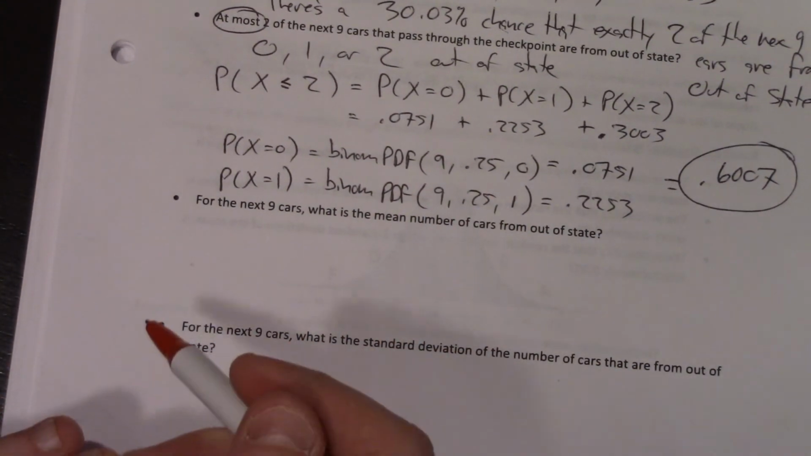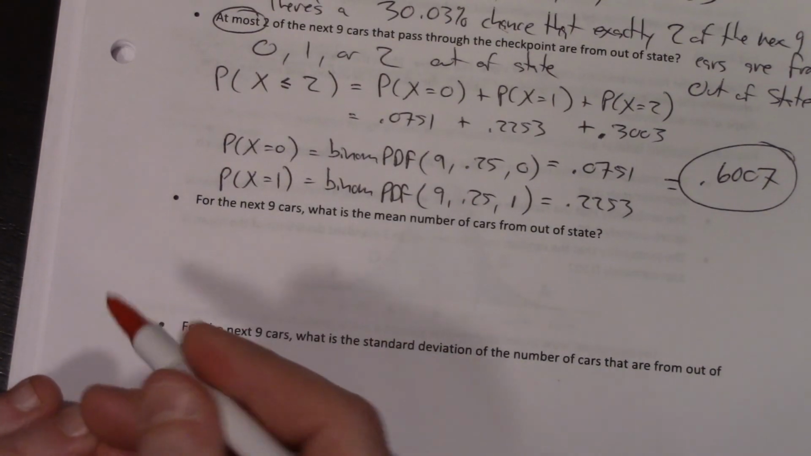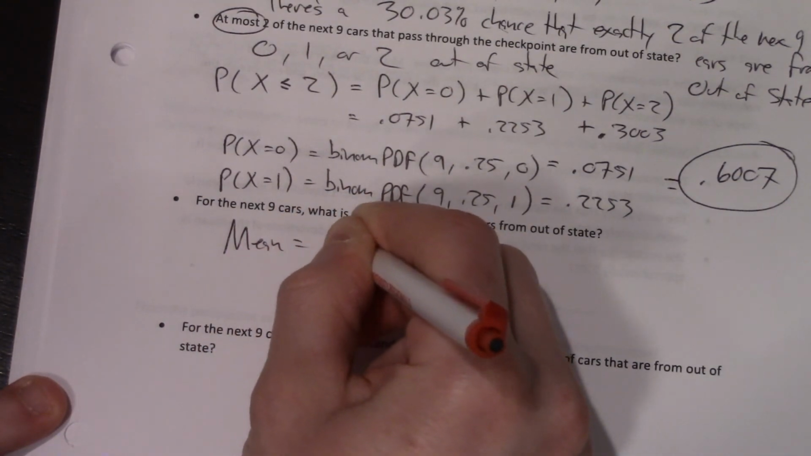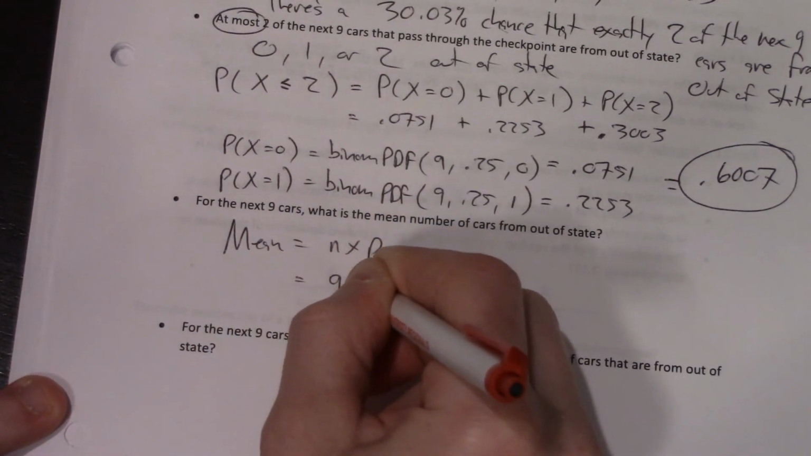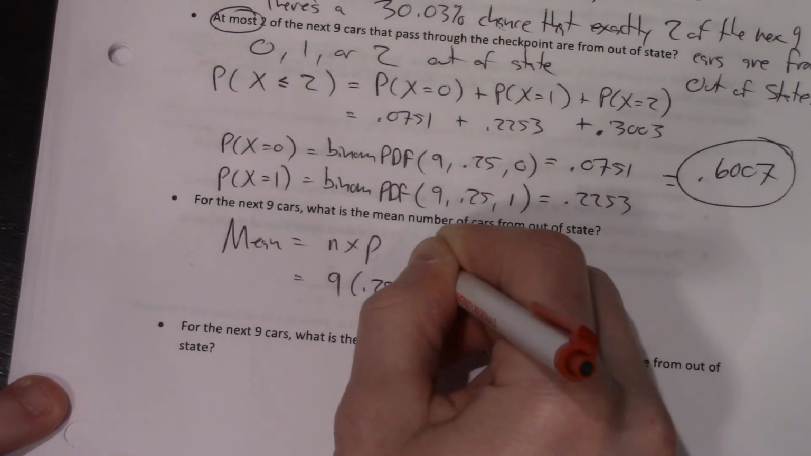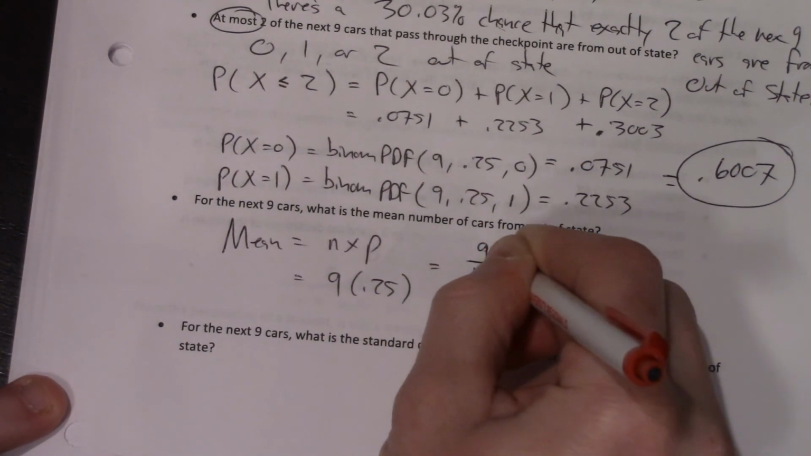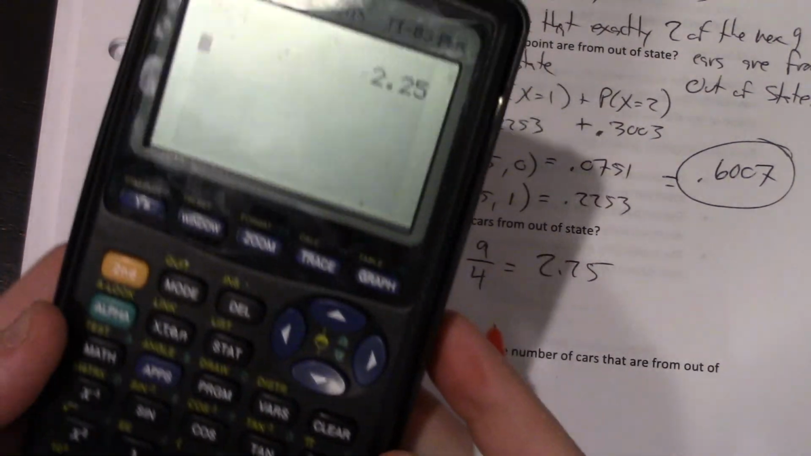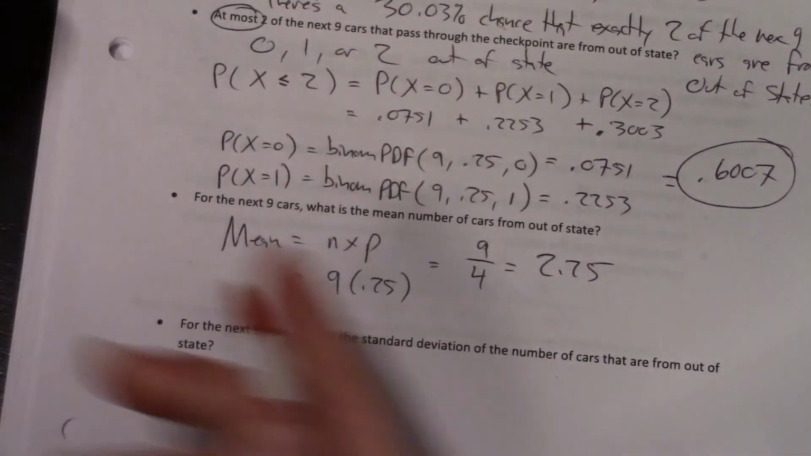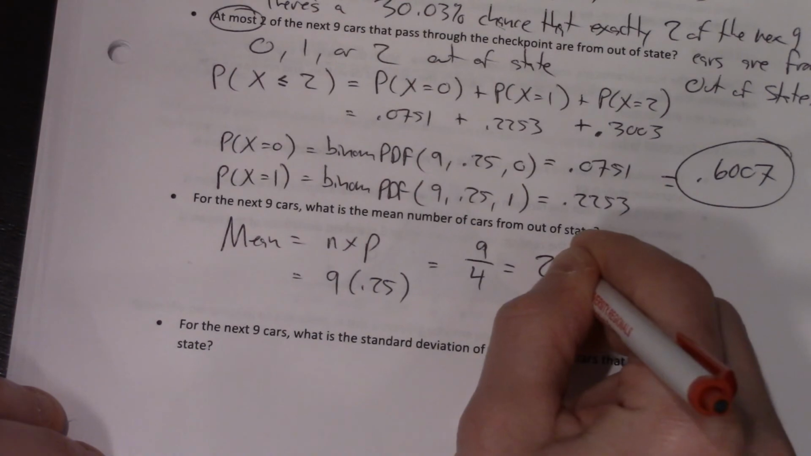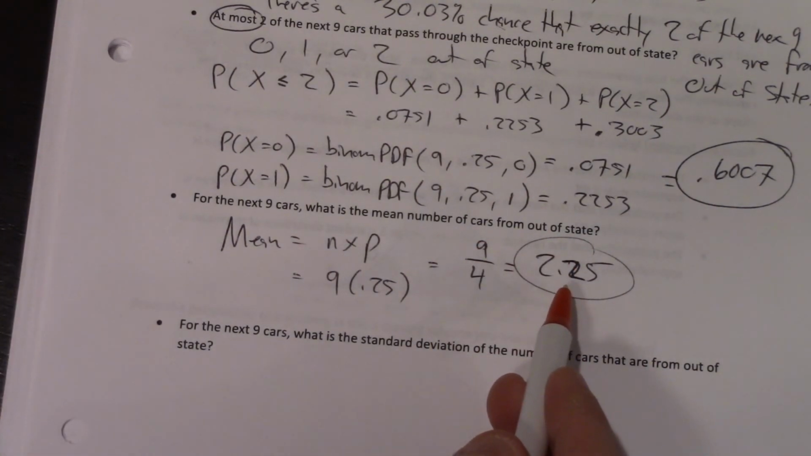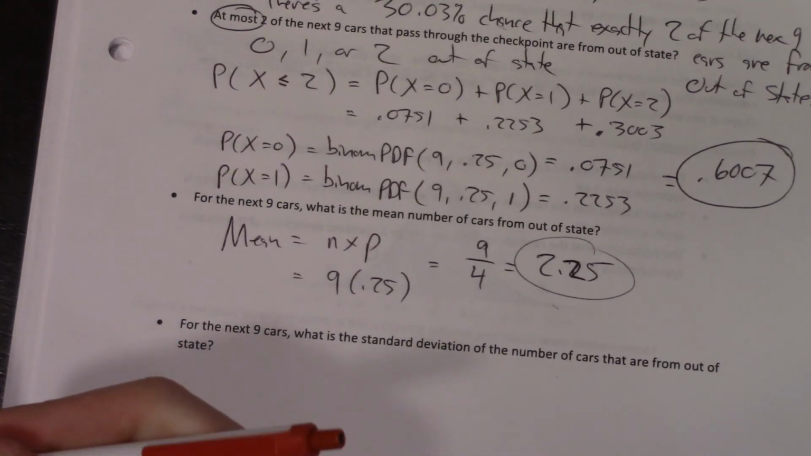How many would we expect to see from out of state? Well, that's the next question. To find the mean, you just take n times p. So 9 times 0.25. You can think of that as 9/4, or what is that, 2.25? If I did my mental math right. Yeah, 2.25. So on average, in the next 9 cars, you would expect a little over 2 to be from out of state.